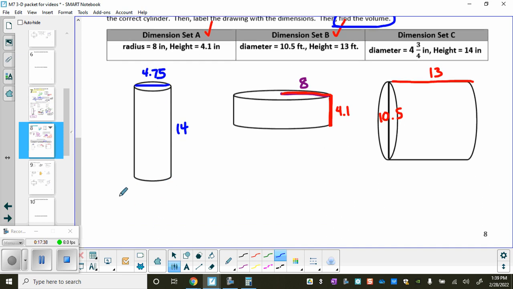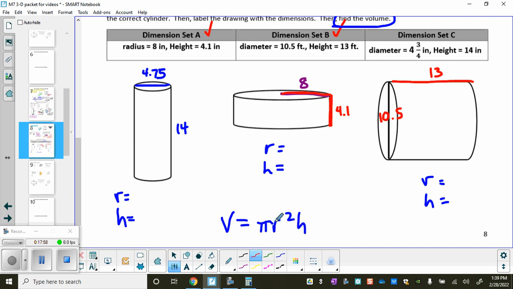Okay, so for this one, the radius and the height we need. For this one, the radius and the height we need. And for this one, the radius and the height we need. Now, why do I need radius and height? Because the formula says you need pi r squared times height. So if we know the radius and we know the height, we can find the volume.